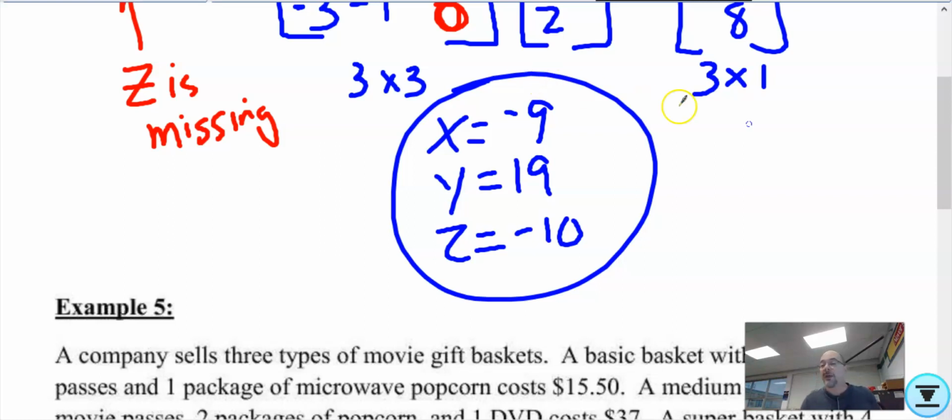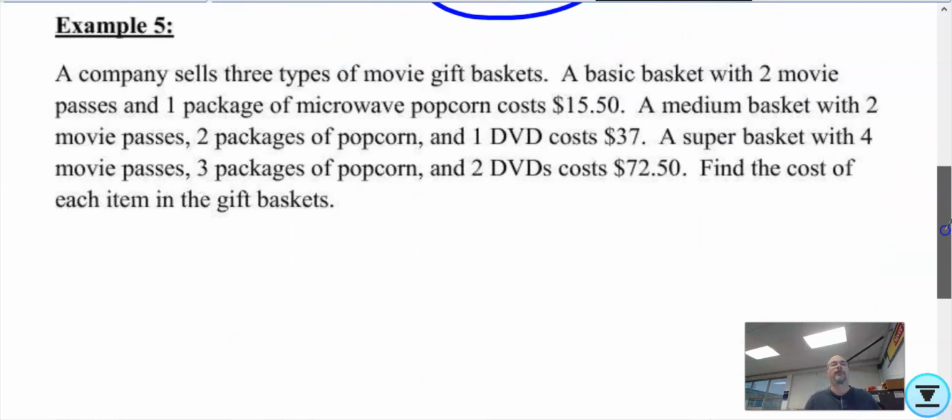Okay, one example left, ladies and gentlemen. Of course, we have to do a word problem. Here we go. A company sells 3 types of movie gift baskets. Ooh, nice, movie gift baskets. I always wanted one. All right, a basic basket with 2 movie passes and 1 package of microwave popcorn costs $15.50.